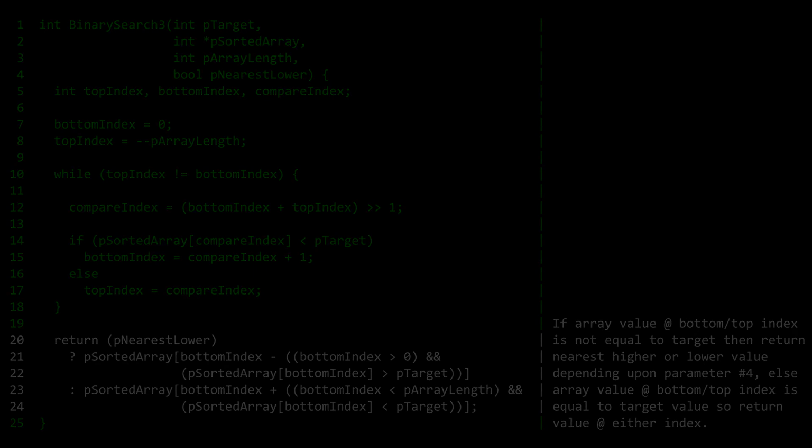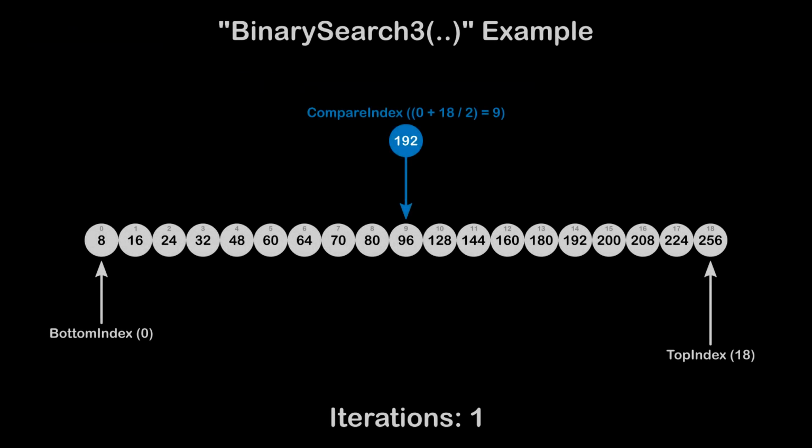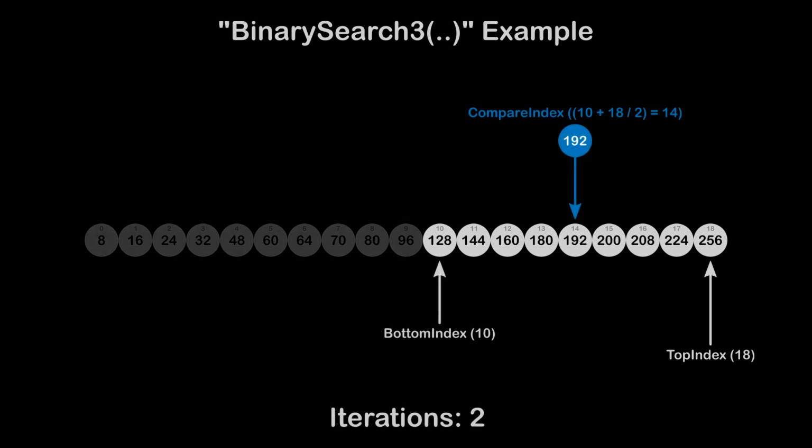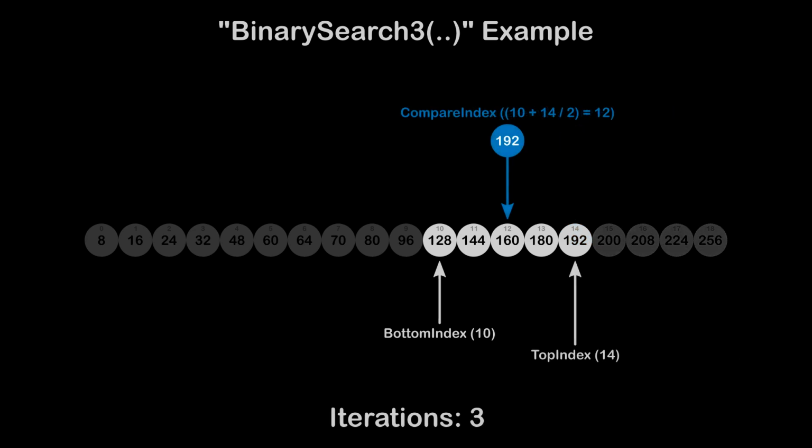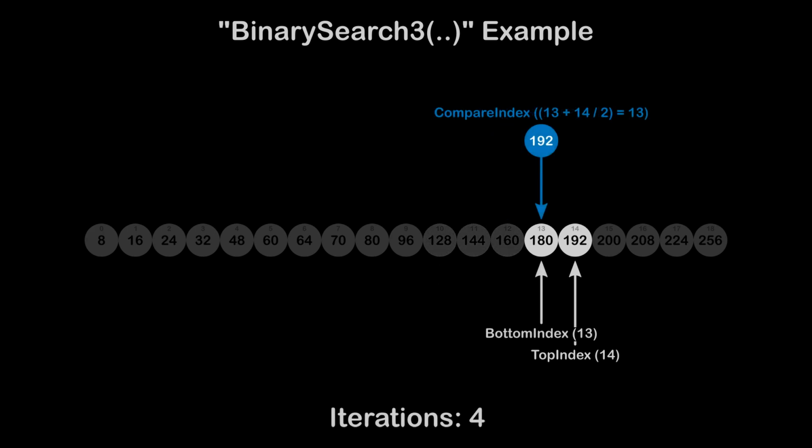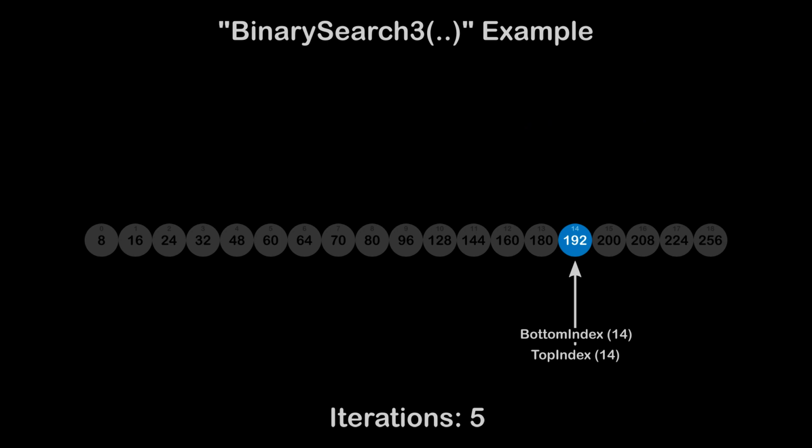Running an example with this revised implementation, we once again begin the search at the flawed midpoint of the current dataset. As 96 is less than the target value, the bottom index is moved to the comparison index +1. Continuing at the new midpoint, as 192 is not less than the target value, the top index is moved to the current location of the comparison index. Again, as 160 is less than the target value, the bottom index is moved to the comparison index +1. Finally, as 180 is less than the target value, the bottom index is moved to the comparison index +1, and the search terminates with a positive match.